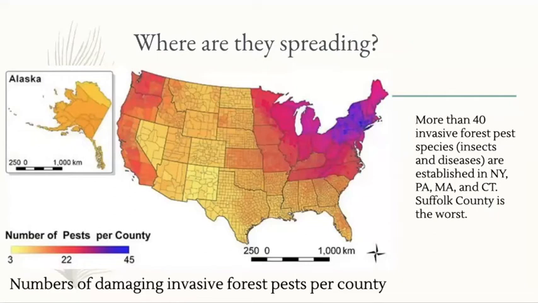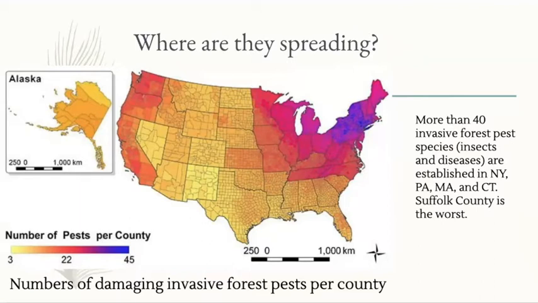And where are they spreading? Like I said, transport is a really common mechanism for the spread of these species. Long Island for a long time has been a huge center of trade. And so, because of New York City and the history here, Long Island and the metropolitan area is really a hotspot for invasive species introduction.